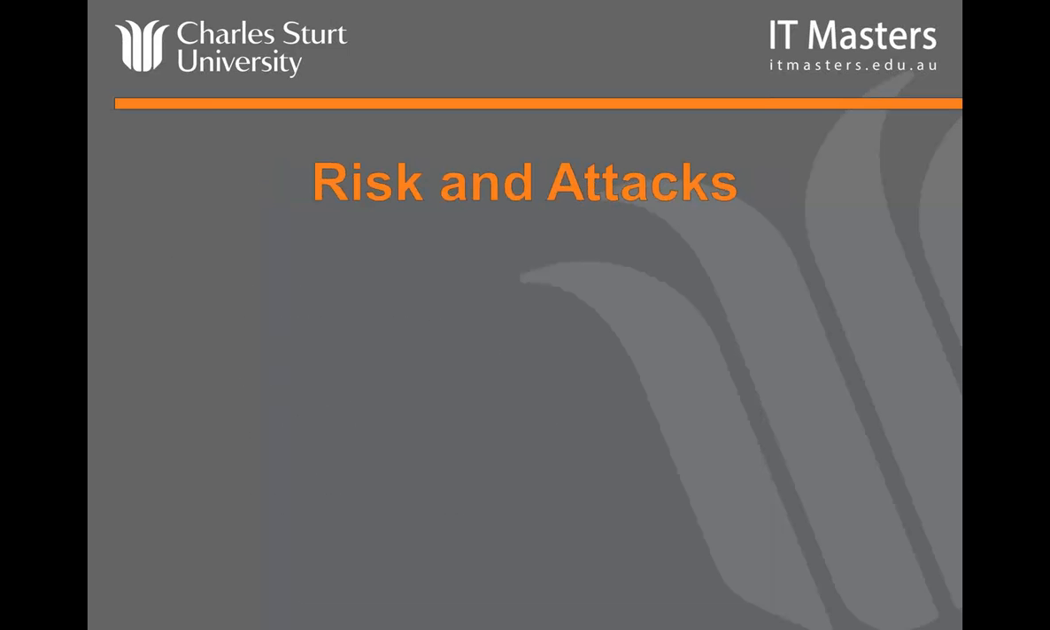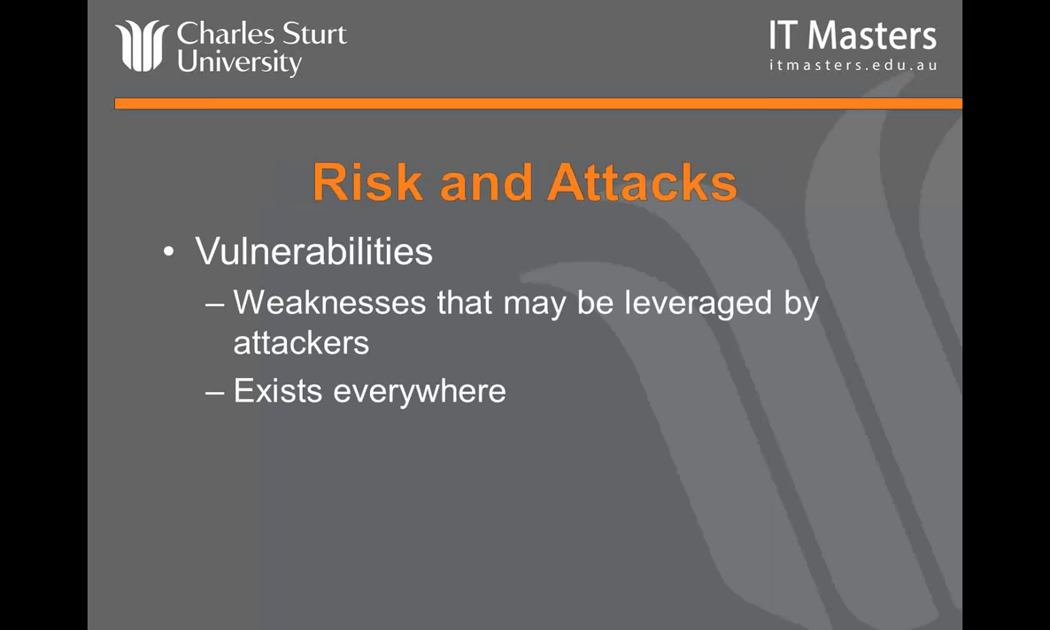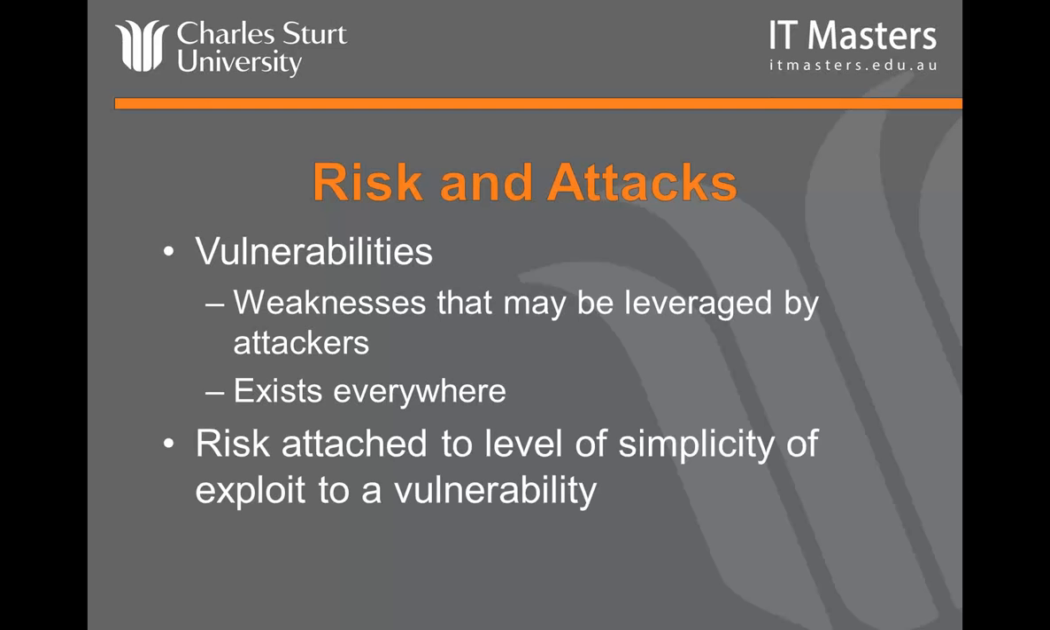So risk and attacks: vulnerabilities are weaknesses that may be leveraged by attackers, and they exist everywhere. We know that. There's plenty of vulnerabilities in Windows desktops, in Linux desktops, everywhere. It's in operating systems, it's in networking devices, in firewalls. Everything's got a weakness somewhere. At some stage or another, there will be a weakness found in just about anywhere. And this again is why security is often a reactive thing.